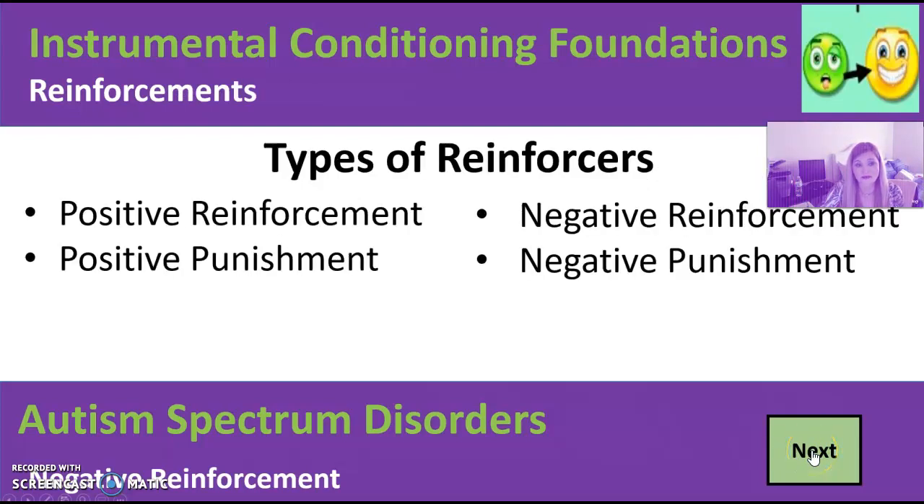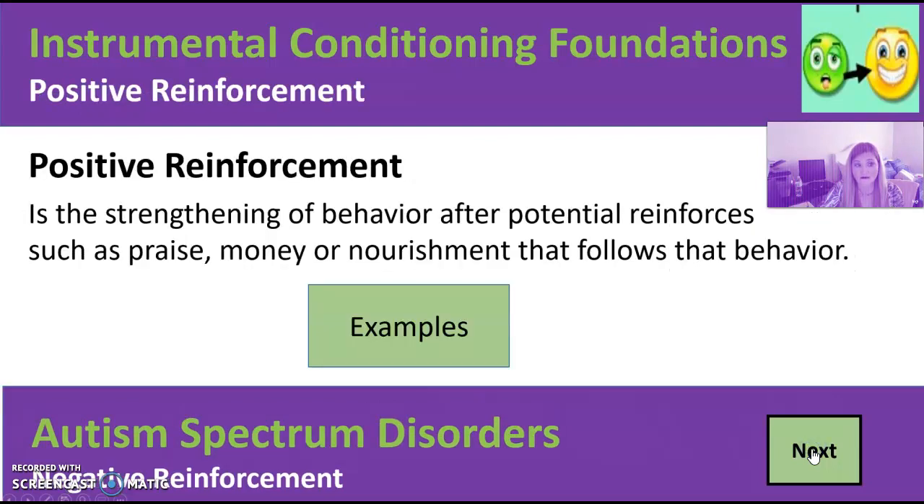We have 4 types of reinforcers. First is positive reinforcement, positive punishment, negative reinforcement, and negative punishment. First, we're going to start with positive reinforcement, and I'll give you an example of each one. Positive reinforcement is the strengthening of behavior after potential reinforcers such as praise, money, or nourishment that follows that behavior.